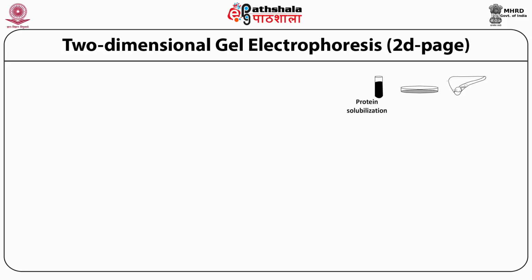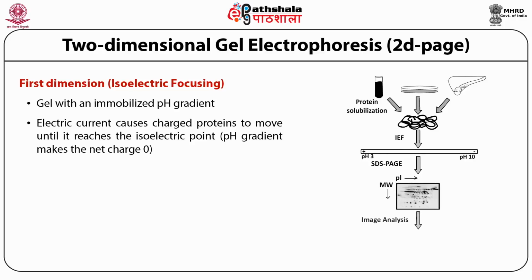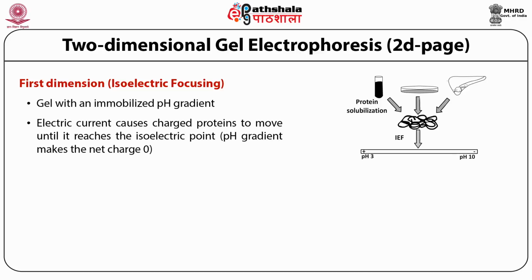Two-dimensional gel electrophoresis was first introduced in 1975 by O'Farrell. After that, this technique re-evolved in the 1990s at different levels and became the method of choice for proteome map generation and differential proteomics. In principle, in this technique, proteins are separated on the basis of two characteristics, that are charge and mass.